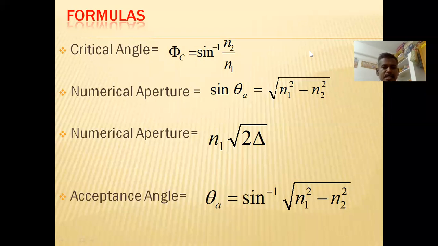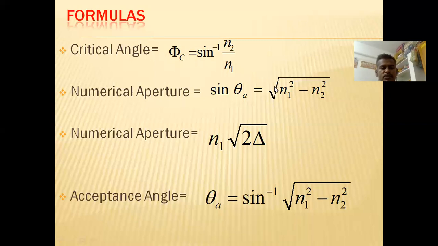The second important parameter is numerical aperture. The light collecting ability of the fiber optical cable is called numerical aperture. So the numerical aperture, sine theta A, is equal to square root of n1 squared minus n2 squared. Otherwise, the numerical aperture is defined as n1 into square root of 2 delta. The third one is acceptance angle. The acceptance angle theta A is equal to sine inverse of square root of n1 squared minus n2 squared.